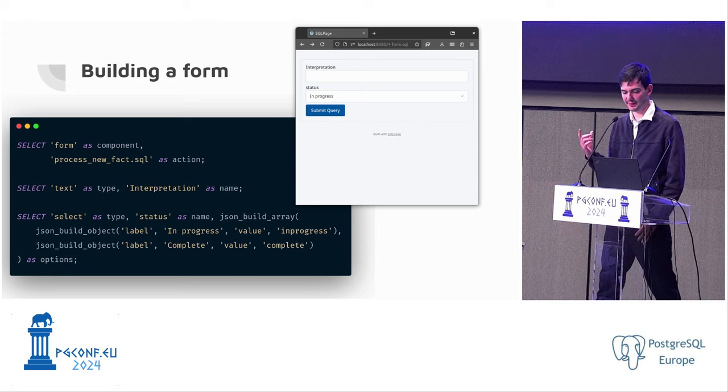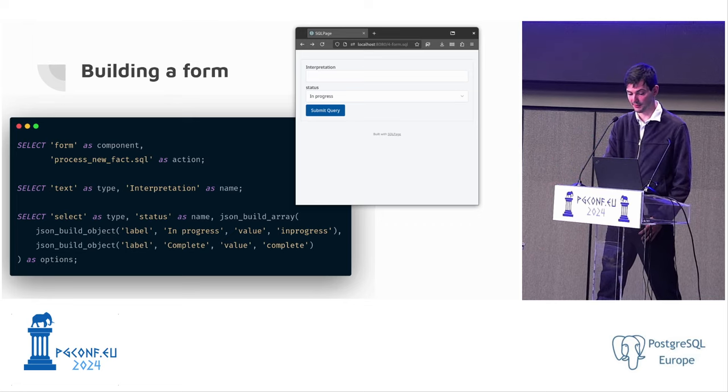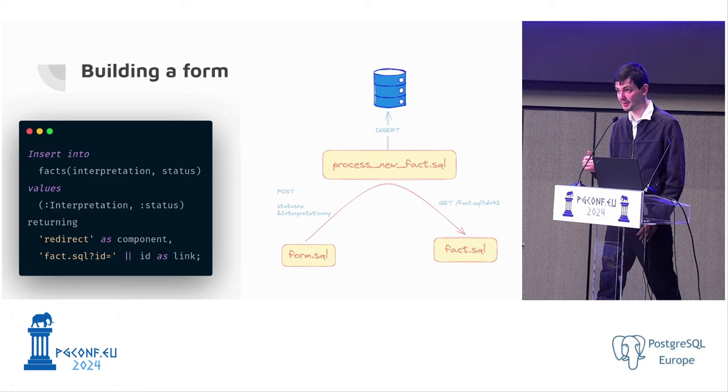So I think guessing the next step this time again is not very hard. We are going to write process_new_fact.sql. So it's the page that is going to be loaded with the results from our form. And we are going to need to take the values that the user put in the form to do something with them. So again, there is no special syntax. It's only simple SQL. And I'm using a normal insert statement with a special way of binding prepared parameter attributes. So I'm using a colon here.